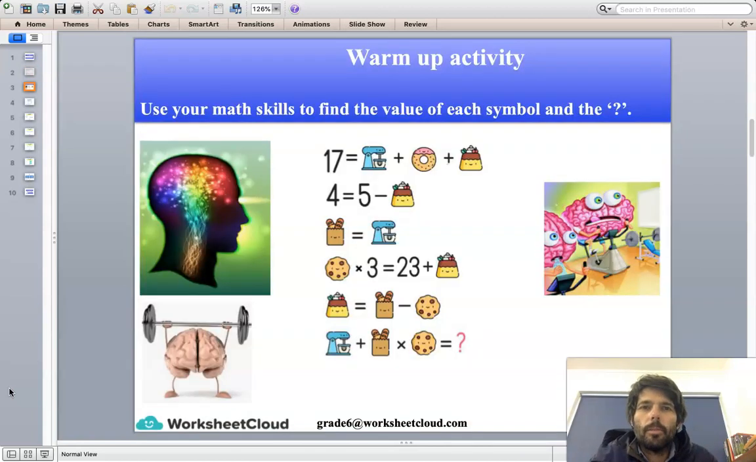So today you need to tell me the value of all the symbols and the pink question mark at the end. And you can see that there's a combination of operational signs, so make sure you understand and remember which operation comes first. So the order of operations is really starting to become important for you. Press pause, give it a shot, and press play to see how you get on.